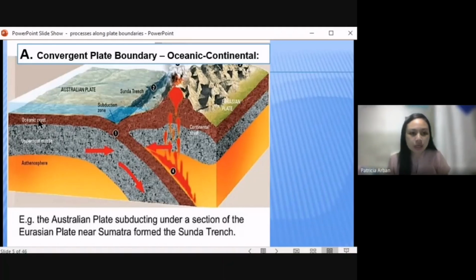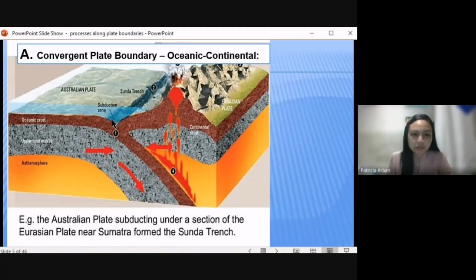As you can see here, we have numbers. So first one, the number 1, there is the movement downward of this oceanic crust. Movement downward beneath the continental crust. So that movement downward or sinking of this oceanic crust is called subduction, which produces a subduction zone.